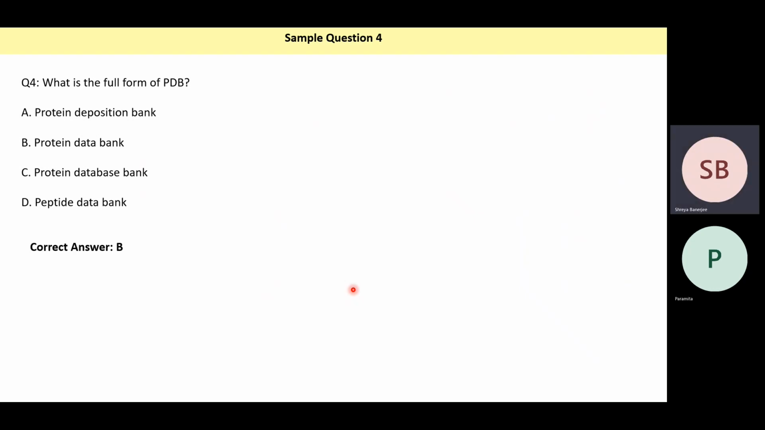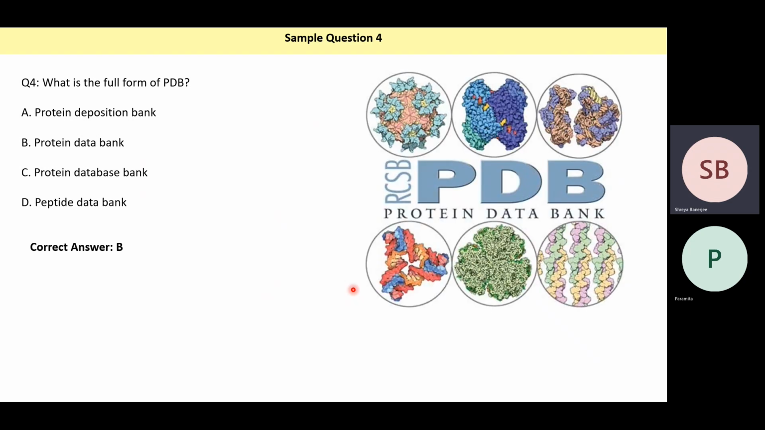So the full form of PDB is Protein Data Bank. And as you remember, it is the repository where all the protein structures are deposited, which have been determined by different methods, mainly X-ray crystallography and NMR. But recently, the use of cryo-electron microscopy is also increasing. So the structures that have been determined by cryo-electron microscopy are also deposited in the PDB, or Protein Data Bank.